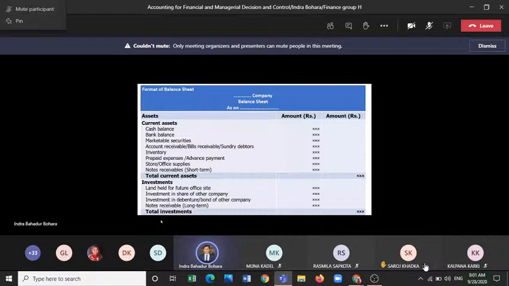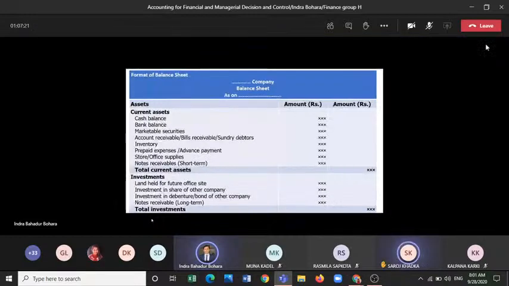Debtor, bills receivable, account receivable are the same. If the debtor commits in written form to pay the money, that is bills receivable.